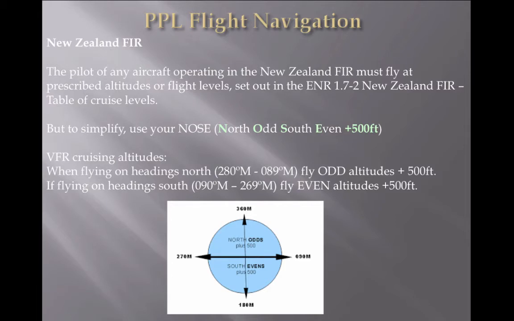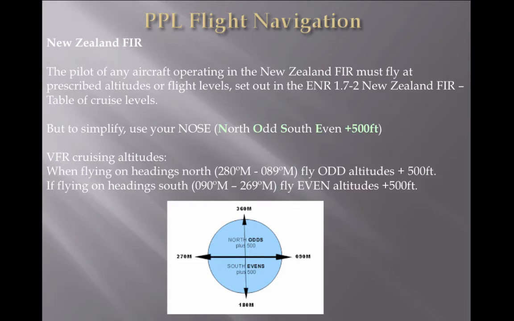So, taking that official statement and demystifying it a little bit, it basically means that the pilot of an aircraft operating in New Zealand FIR must fly at prescribed altitudes or flight levels set out in the ENR 1.7-2 New Zealand FIR table of cruise levels. You can reference that, open up the AIP and you'll be able to read it. But to simplify, one thing I like to use is the nose. So north, odd, south, even, plus 500 feet.